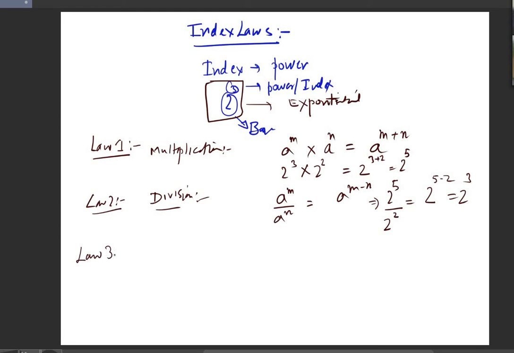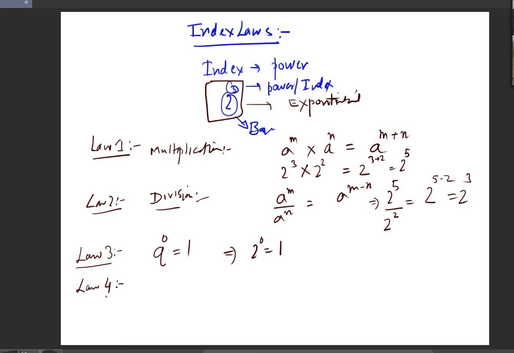Then you have law 3. Any base raised to the power of 0 is always 1. Anything in the world raised to the power of 0, any number, fraction, rational, irrational, I don't care about the base, I just write 1. So 2 raised to the power of 0 will give you 1. Whenever you see anything raised to the power of 0, the answer is 1.